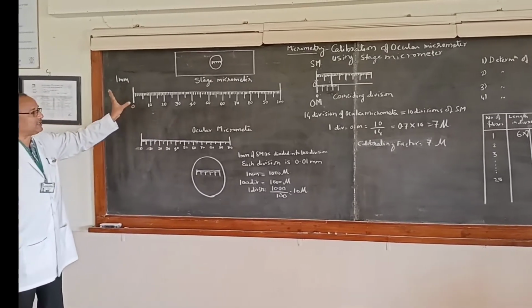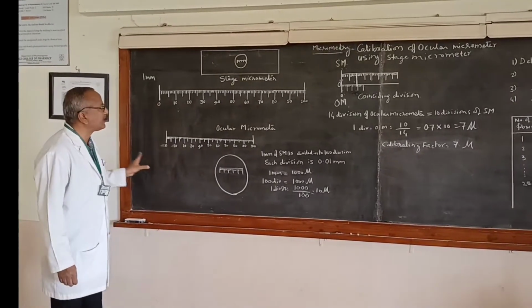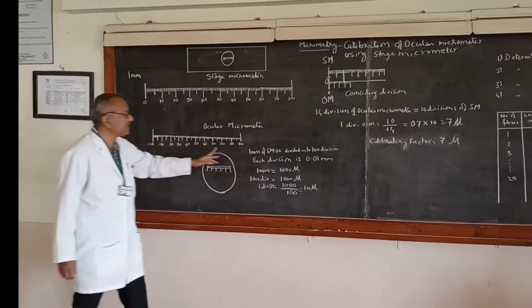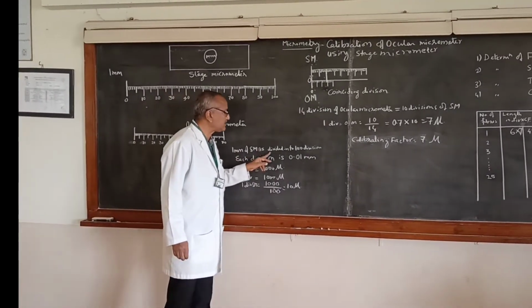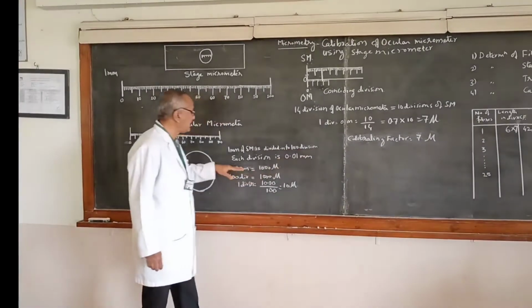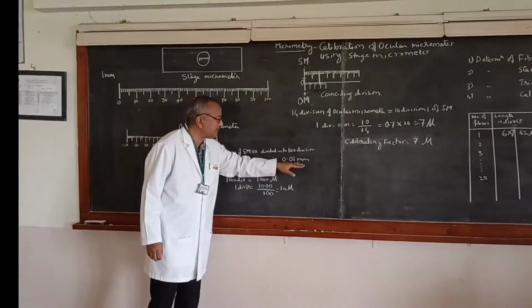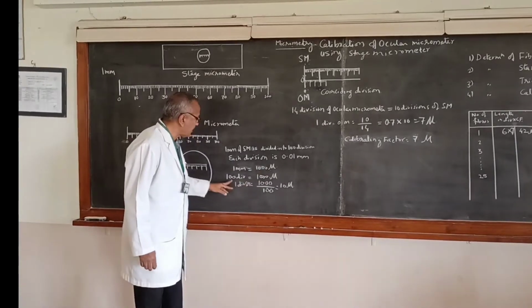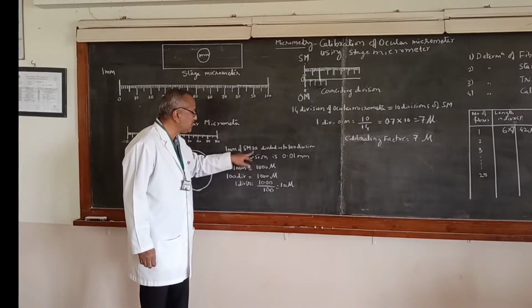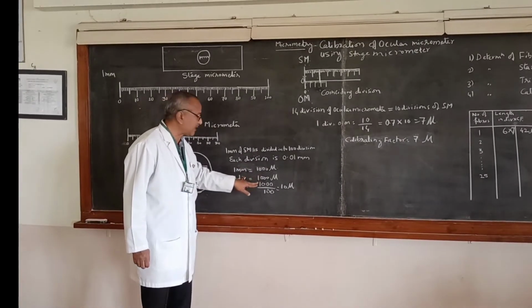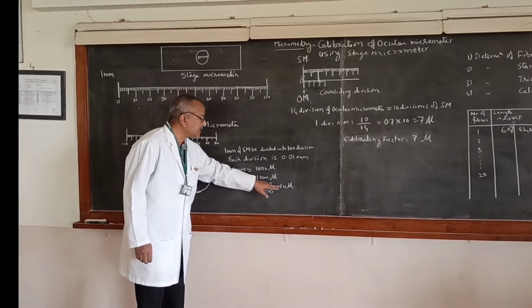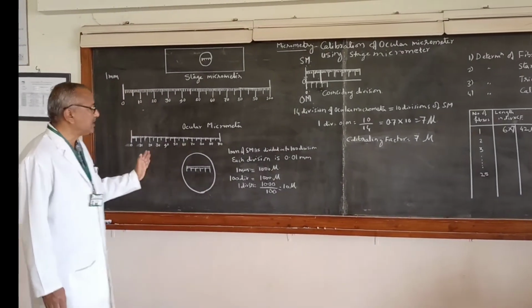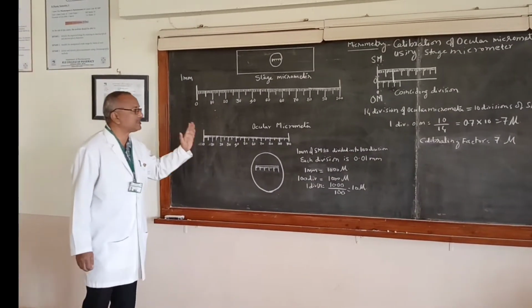The stage micrometer is divided into 100 divisions, and 1 millimeter of the stage micrometer is divided into 100 divisions, and each division is 0.01 millimeters. And 1 millimeter equals 1000 microns, so 100 divisions of the stage micrometer is equal to 1000 microns. So 1 division is 10 microns. This is the calculation we use for the standardization itself.